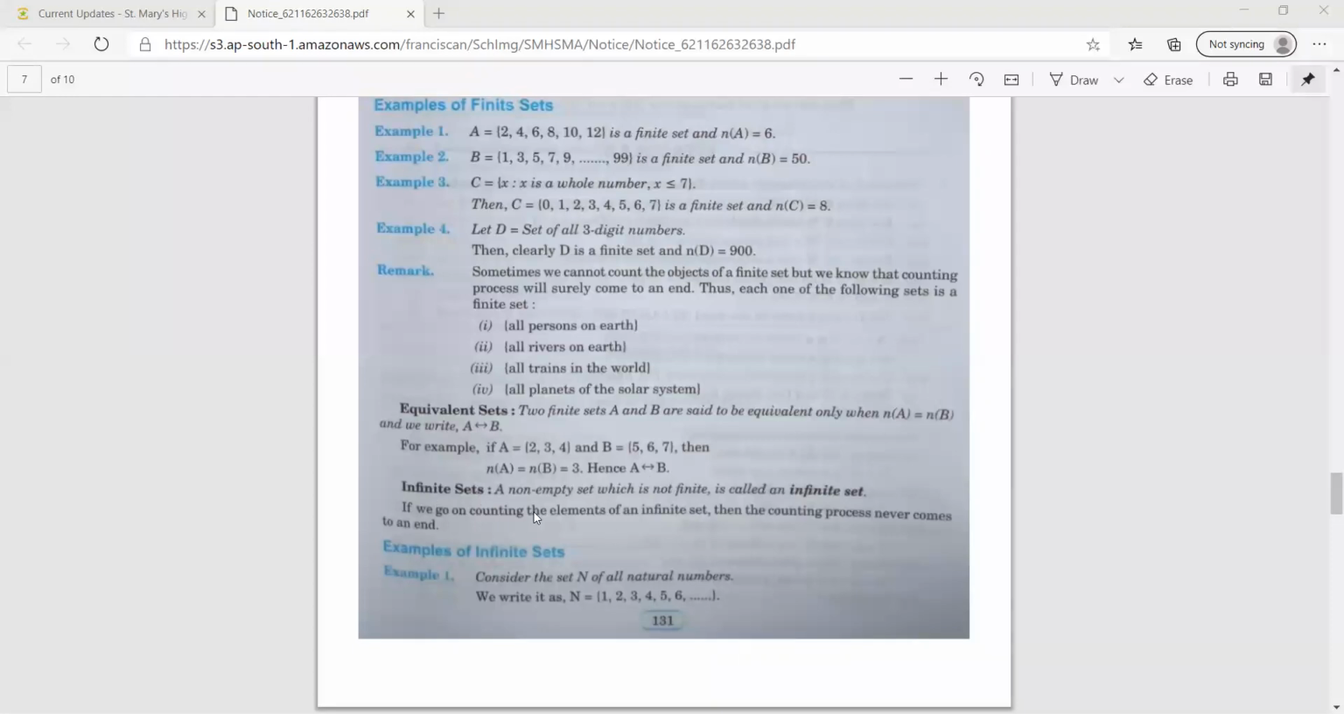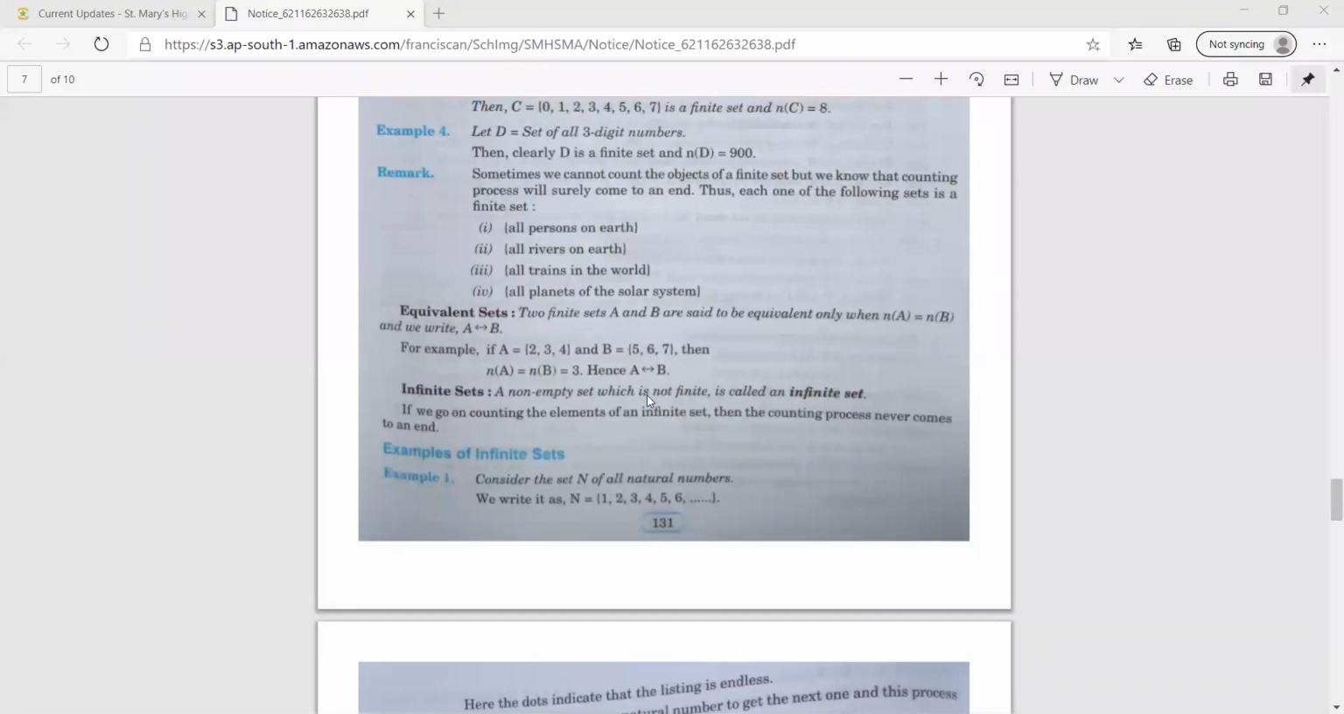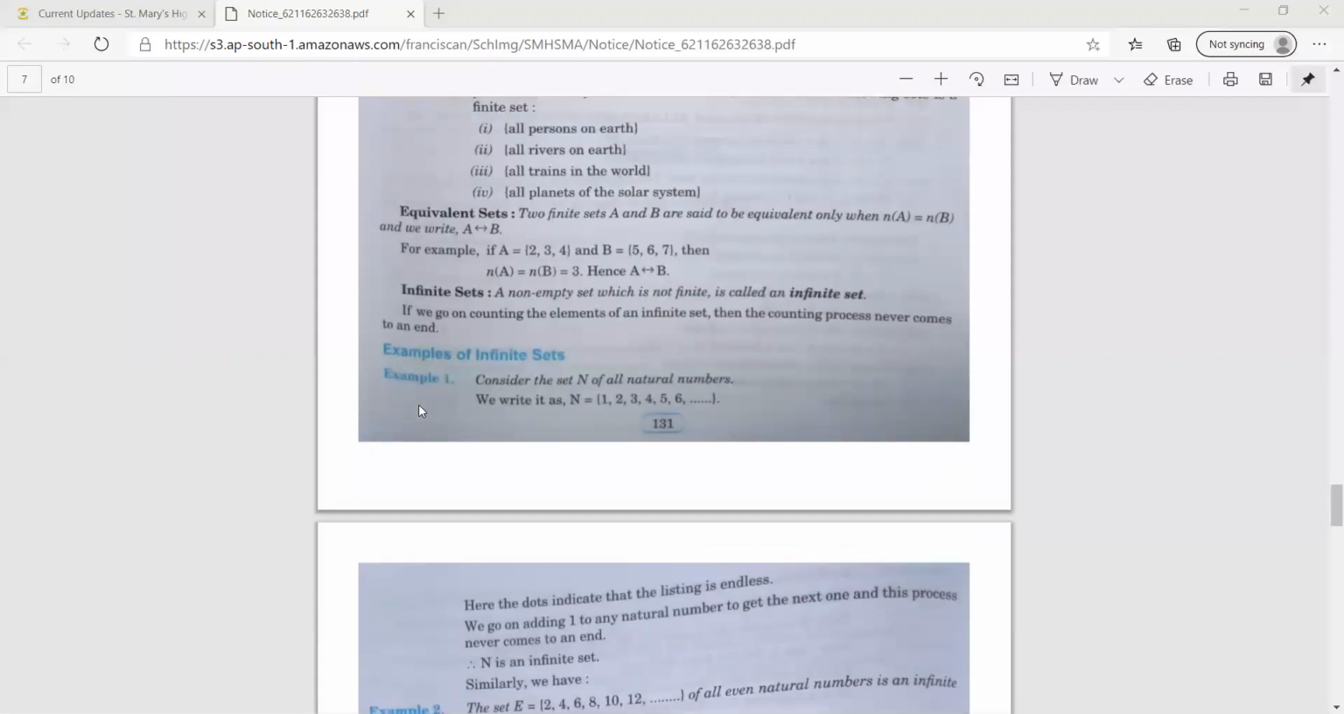Infinite sets. A non-empty set which is not finite is called an infinite set. Non-empty means there are elements in it, and not finite means not a limited number of elements. The number of elements go on and on. If we go on counting the elements of an infinite set, then the counting process never comes to an end. Then it will be called an infinite set.